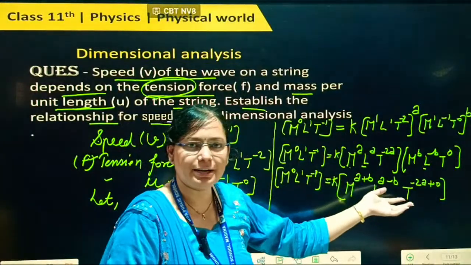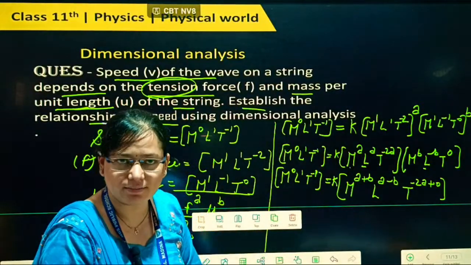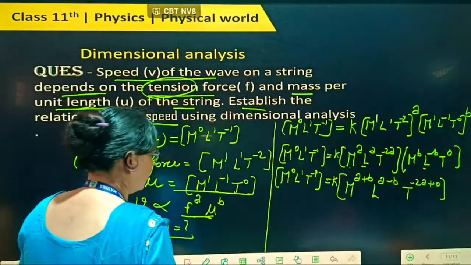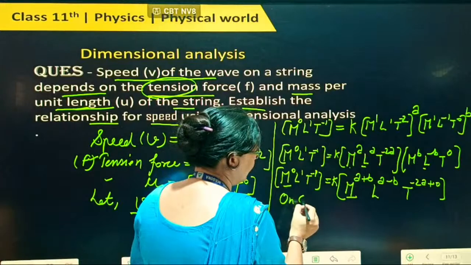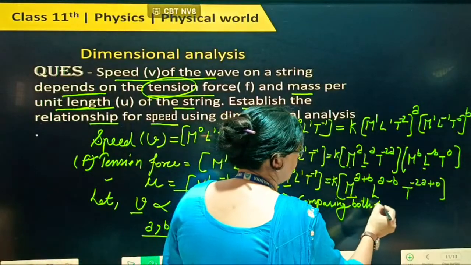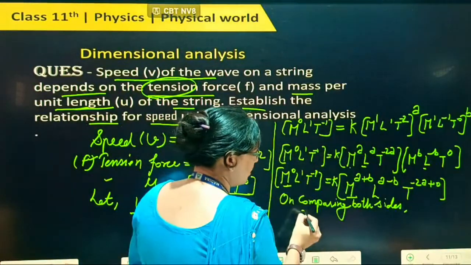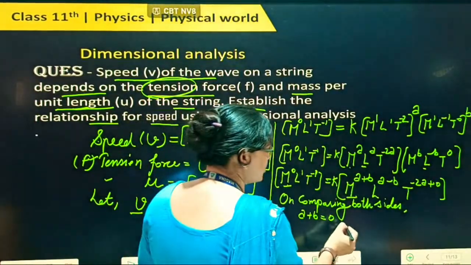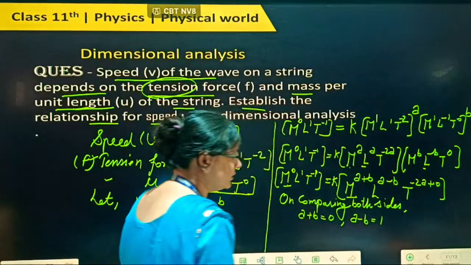Now how can we find a and b? We can compare both sides. When comparing both sides, with the same base, we can put the powers equal to each other. On comparing both sides, for M with the same base, we get a plus b equal to 0. Next, comparing for the length, a minus b equal to 1.